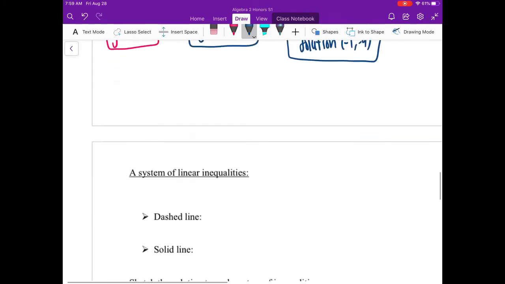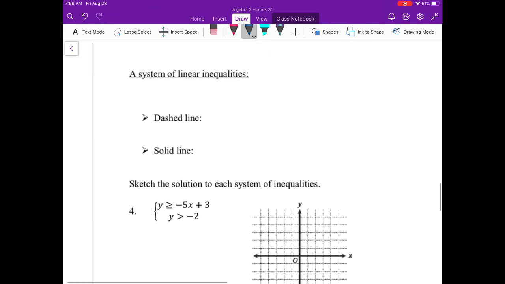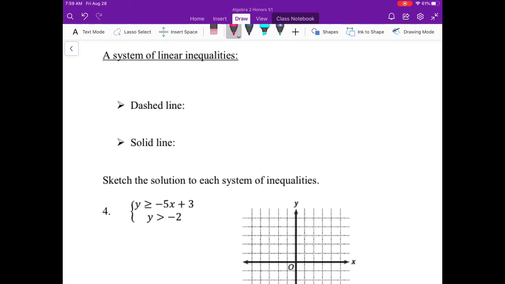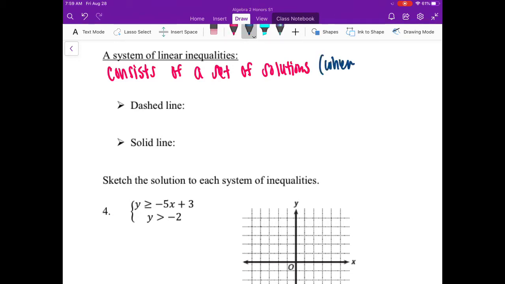We are going to move on to a system of linear inequalities. So when you're graphing a system of linear inequalities, you're not just going to have a single point as an answer. A system of linear inequalities will consist of a set of solutions. And when you're doing these problems, you can think of where the shading overlaps.